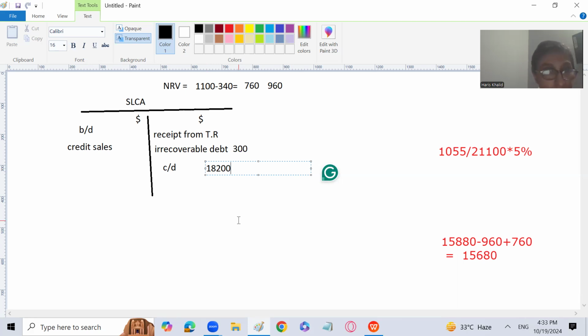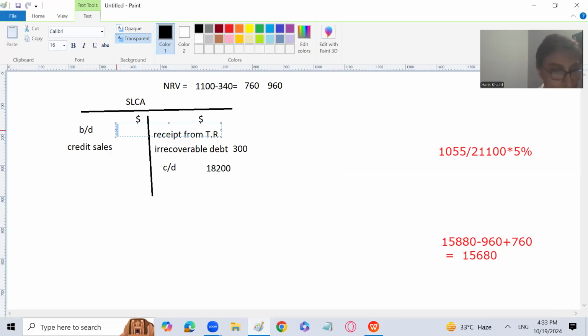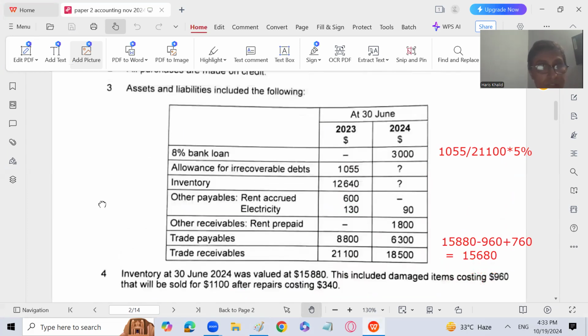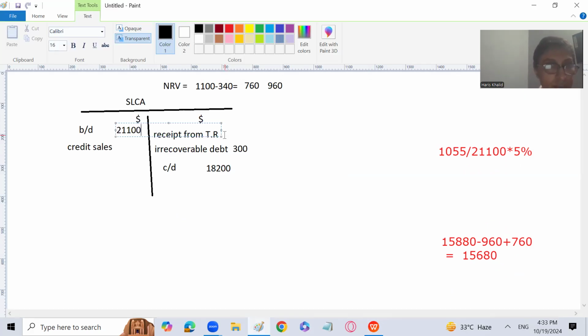So let's see what is the brought down of trade receivables. That is 21,100. The receipt from trade receivable will be given in the bank account. So where is the bank? Receipts and payments. Receipt from trade receivable, credit customers, 102,600. I'll write over here 102,600. And the difference is going to be the credit sales.